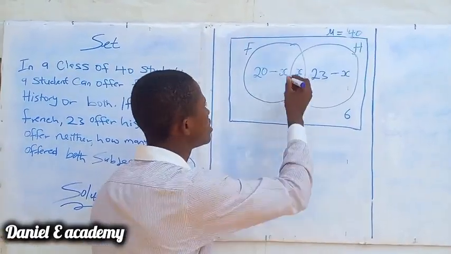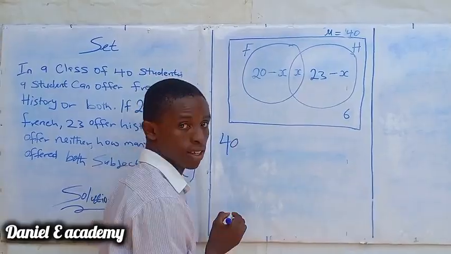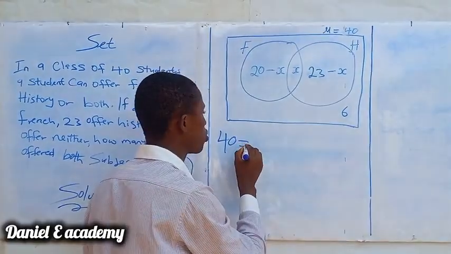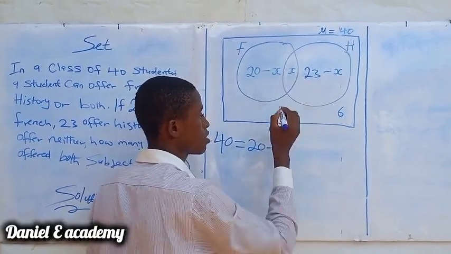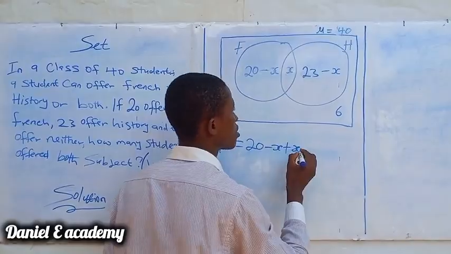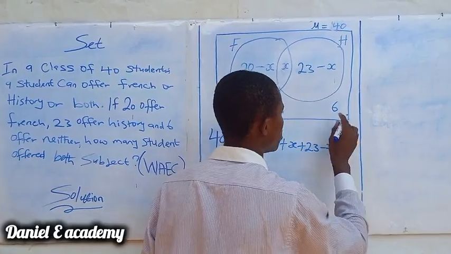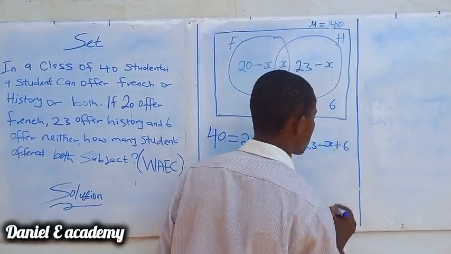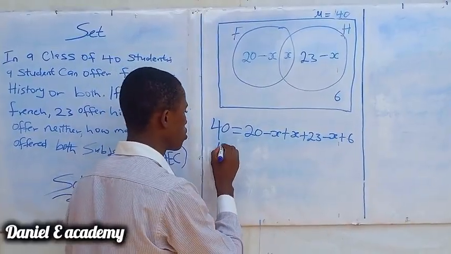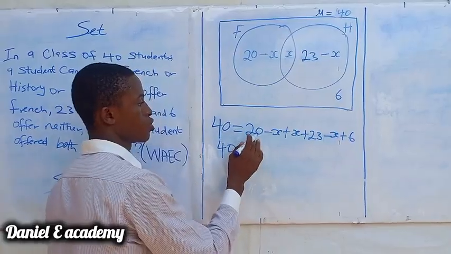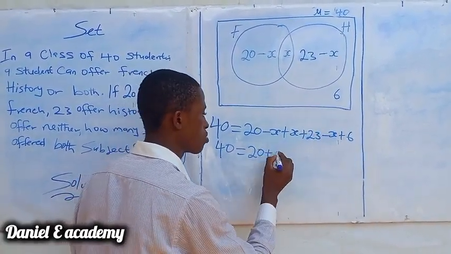So to find this x, we equate the universal set to everything. Now we'll add all of them right here, following step by step. x plus this 20 minus x plus this 23 minus x and plus this 6. Now the method we will use to find the x: we write our 40 here, then you bring all the numbers together.